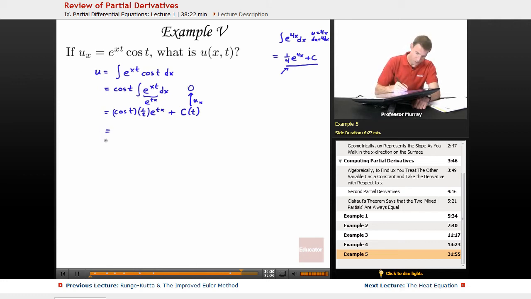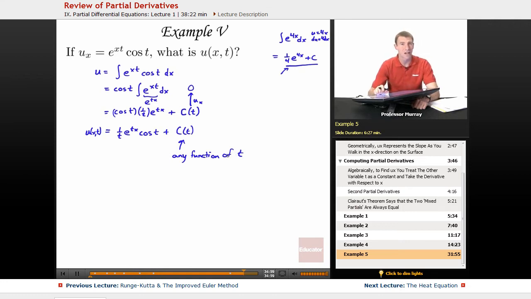So let me collect my terms and simplify that. 1 over t times e to the tx times cosine of t, plus I'm going to say any function of t. So this could be any function of t. This is my u of xt. Any function of t could be your c of t here. And the reason I can put any function of t in there, cosine t, e to the t, natural log of t, t squared, is because if I took the x derivative, it would just cancel away to 0.